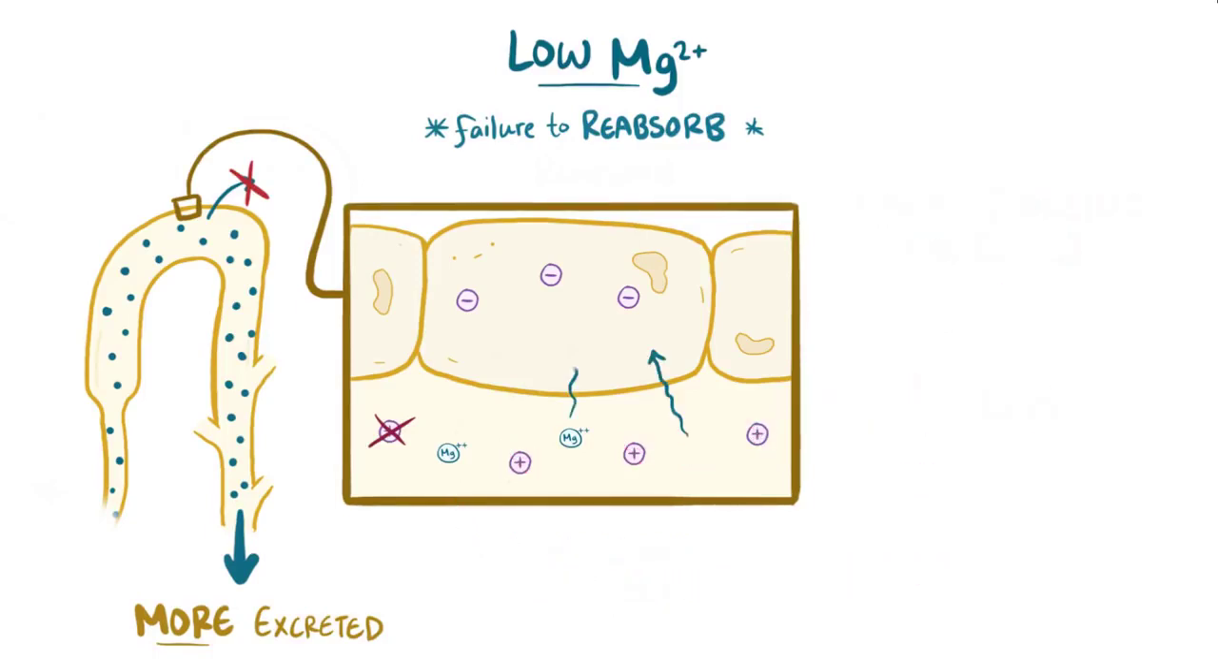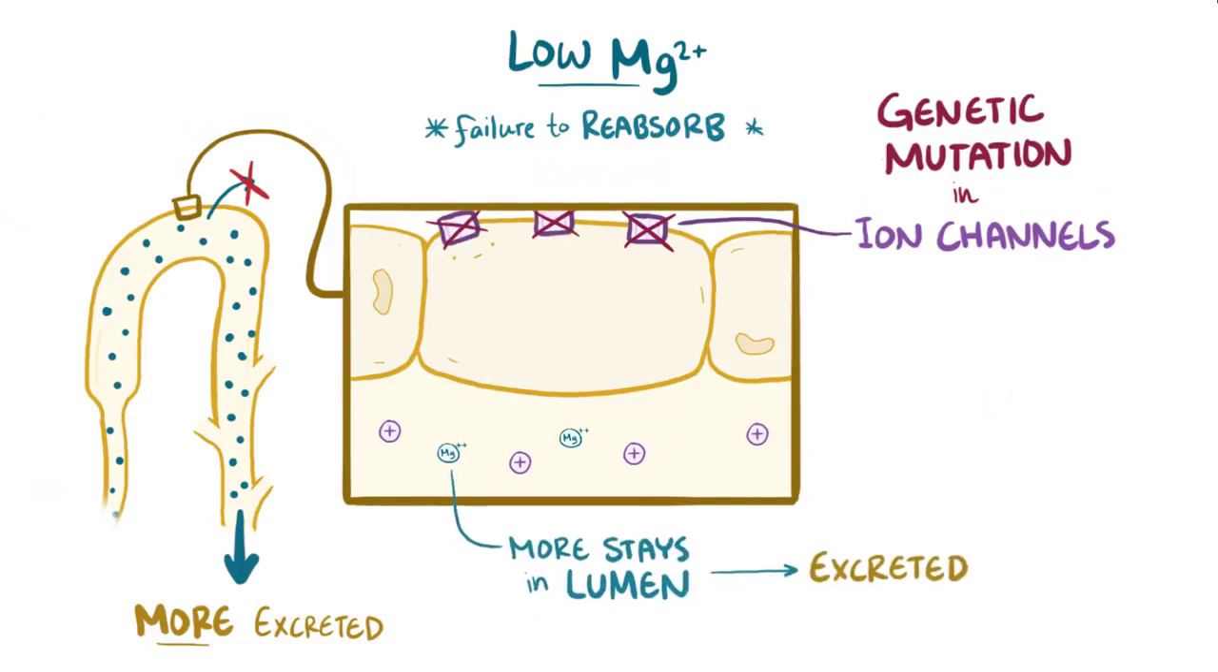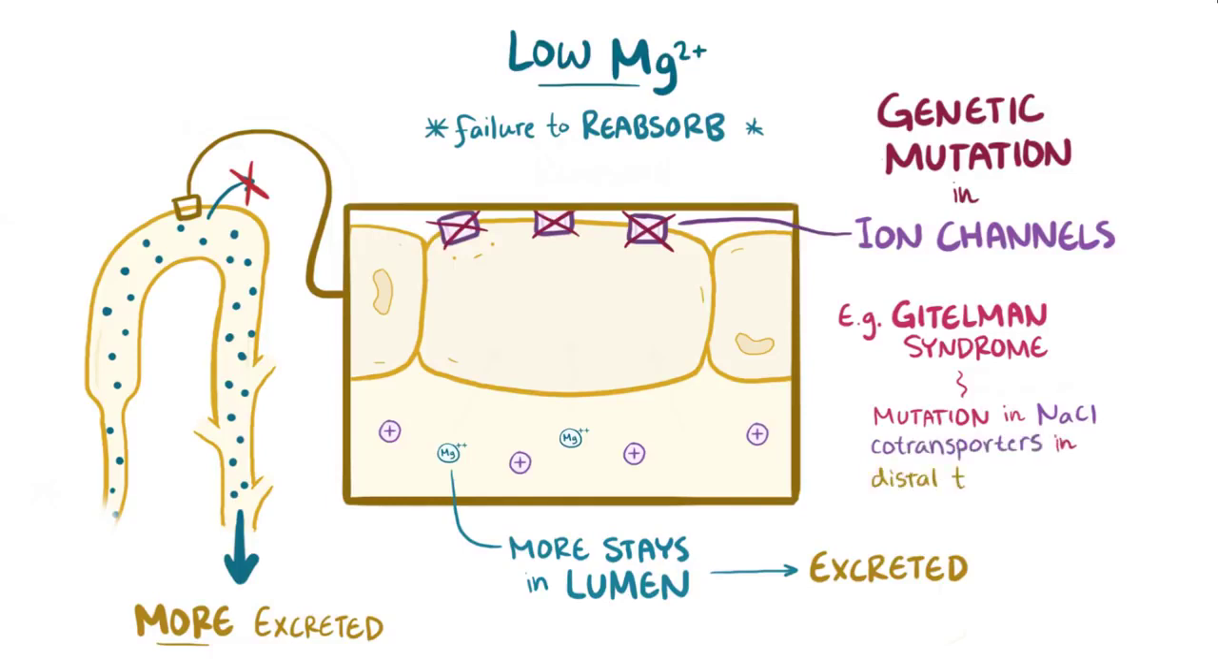Another sort of similar scenario is a genetic mutation that affects the channels that regulate ion flow, which again could change the electrochemical gradient and cause more magnesium to stick around in the lumen and get peed out. An example of this is Gitelman syndrome, where there's a mutation in the gene coding for the NaCl cotransporters in the distal tubule.